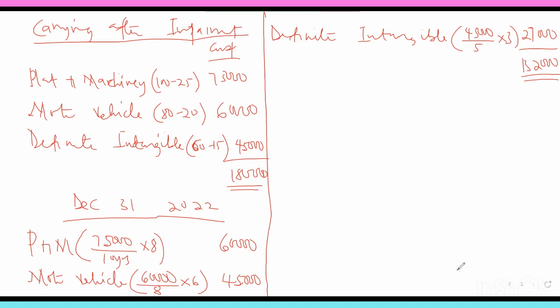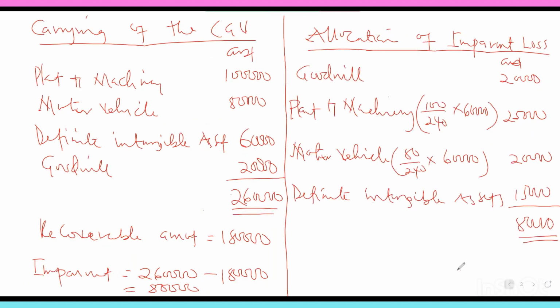But what is the recoverable amount that we have? 180,000. Okay. What is the difference? 48,000. Let's now come here. What was the impairment that was recognized? It was 80,000, isn't it?